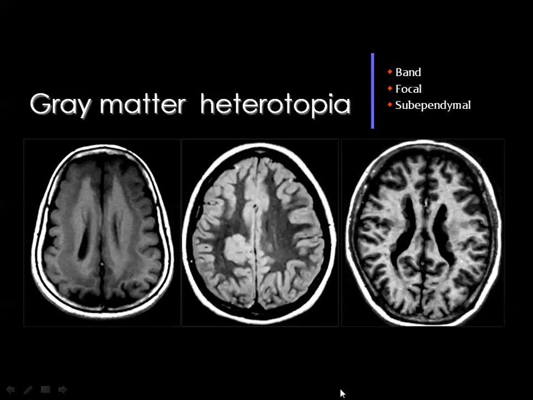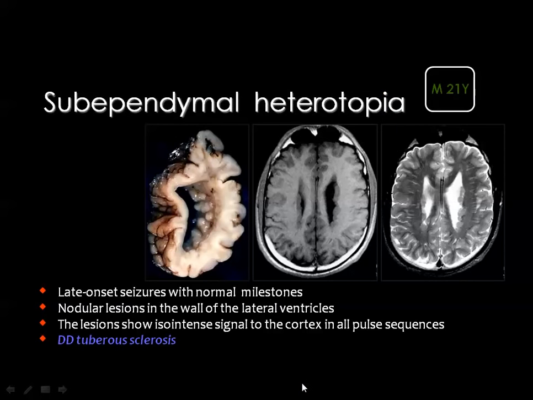The third type is arrested cells within the wall of the ventricle, and this will form multiple nodular lesions in the wall of the ventricle. This type is known as subependymal heterotopia. In all types, the heterotopic gray matter will show the same signal as the cortex in all pulse sequences. In the T1, it will appear similar to the cortex. In the T2, it will appear similar to the cortex.